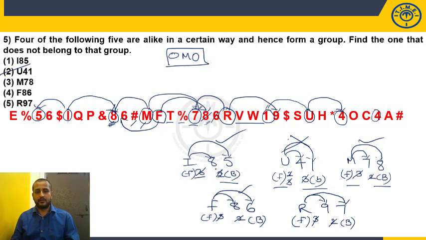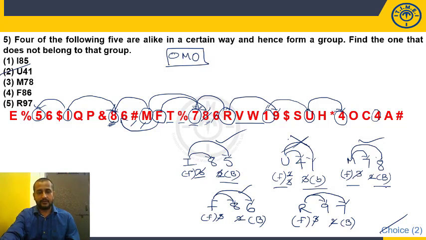Everywhere 3 elements in forward, 2 elements in backward. But in the second option, 3 elements in backward. So here it is violating the condition. So the second one is the odd one. Choice 2. I hope it is clear.